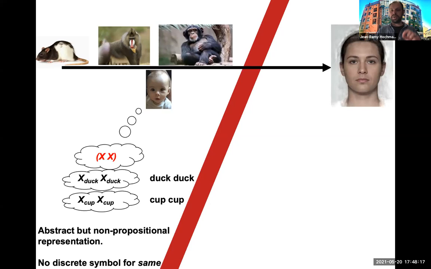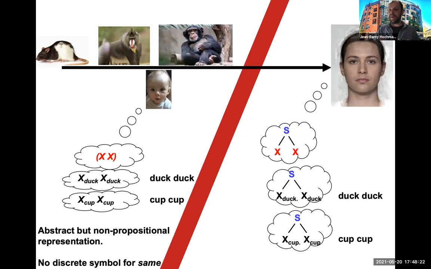And now the idea is that later on, children have acquired an abstract, discrete symbol that refers to the relation same, that symbol S.